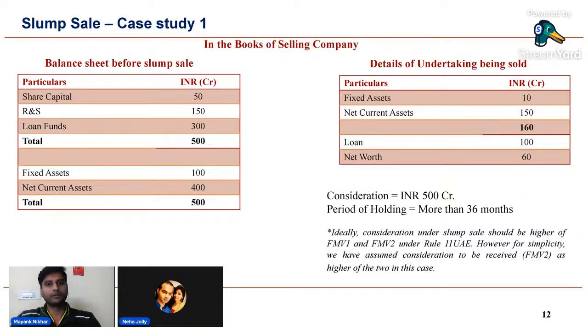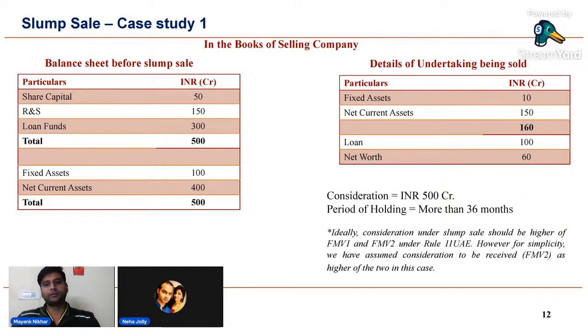So I have also worked out some case studies around slump sale. This will help us understand the previous slides that we had discussed. So take an example of a company which will make a slump sale, which will sell its undertaking under slump sale. So this is the selling company. This was the balance sheet before the slump sale. The balance sheet totals 500 crores: 50 share capital, reserves and surplus 150, 300 loans, fixed assets 100, net current assets 400.